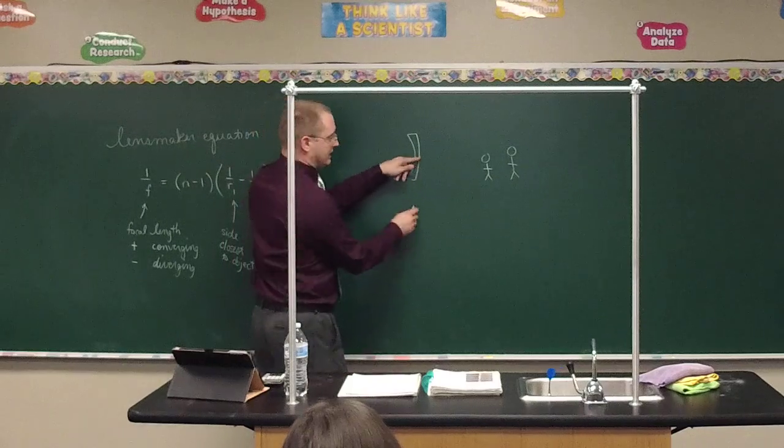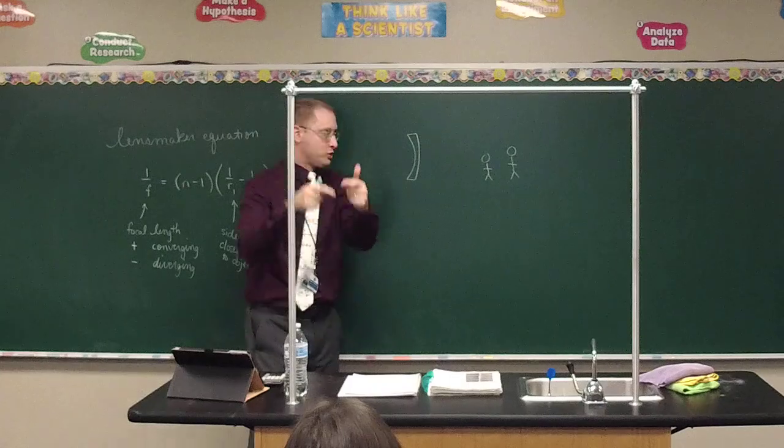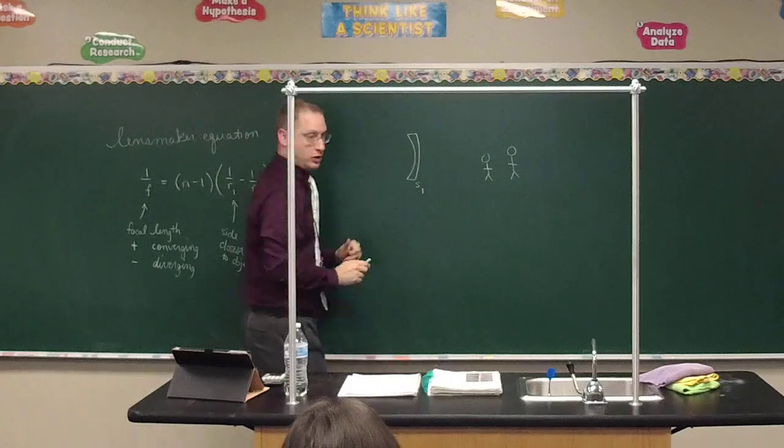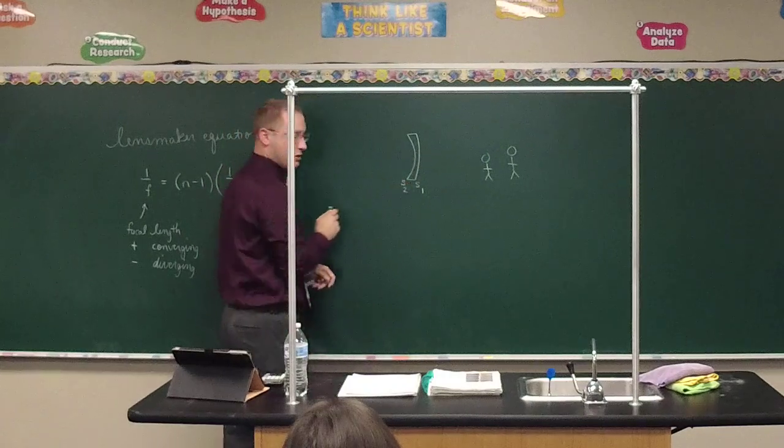This surface is closer to you. As I stand here looking at you, this side is closer to you, so this would be surface 1. This is closer to my eye, this surface is surface 2.